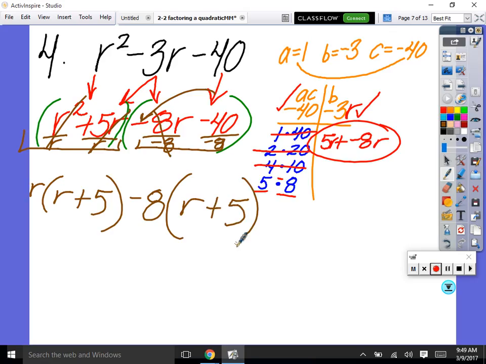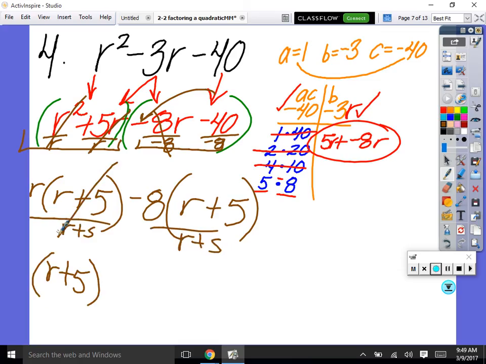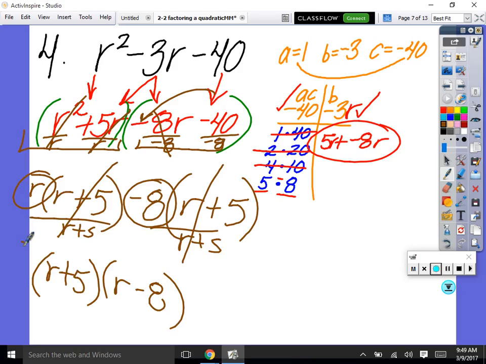Check your safe haven. Are they the exact same? Yes, so we've done it right. So now factor out r plus 5. Divide by r plus 5, divide by r plus 5. So then left is r, left is negative 8. And we're done because we have linear factors being multiplied. Same thing every time.